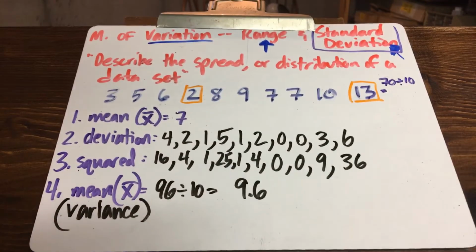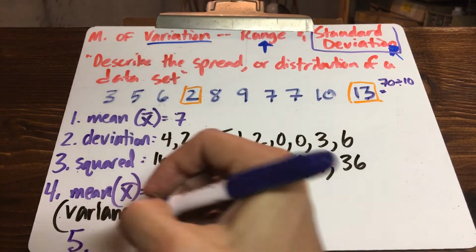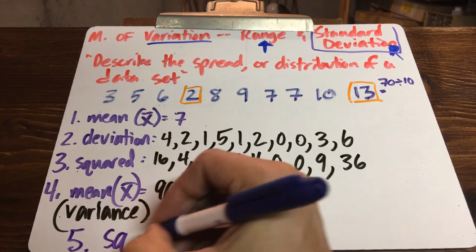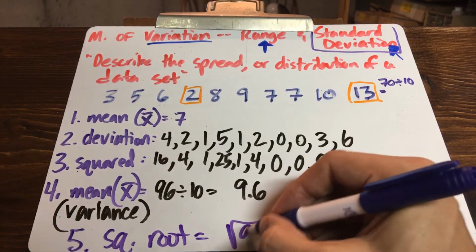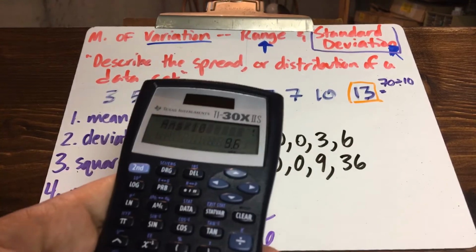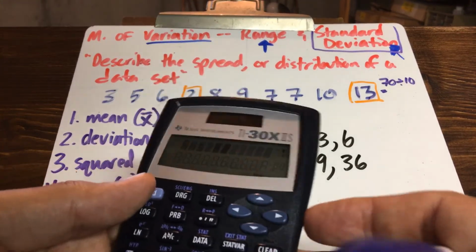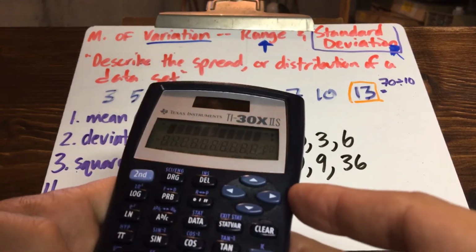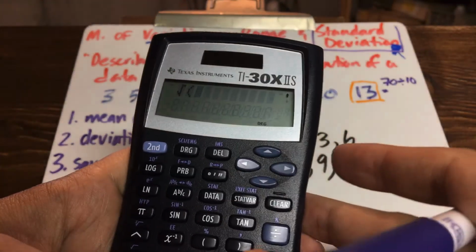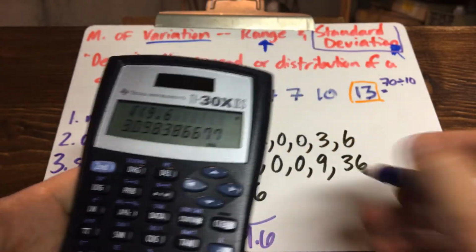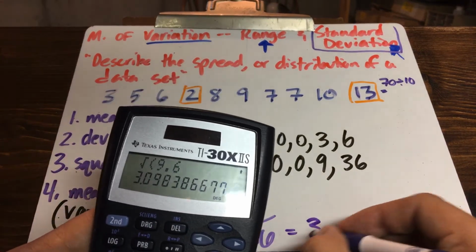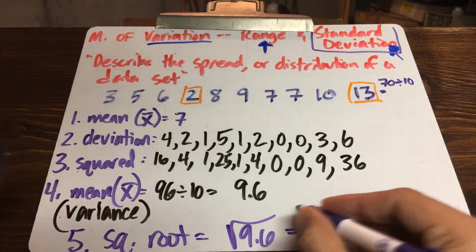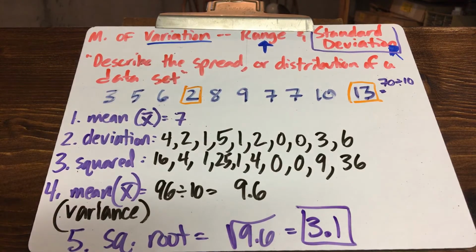So let me move my board up a little bit. So now I just do square root of the number we just got. We just got 9.6, so I'm going to do square root of 9.6. It's got to be 3 point something, right? So I'm going to clear this out. I'm going to do second square root sign, square root of 9.6, 3.09. So I'm going to round that to 3.1.